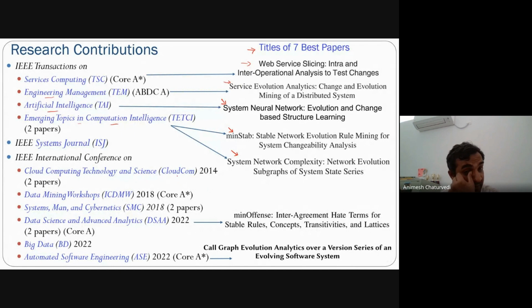Then I have also published in various conferences like IEEE CloudCom, ICDM data mining workshop, then Systems, Man and Cybernetics (SMC), which is a legendary old conference, above 50 years. Then Data Science and Advanced Analytics, which is a leading community in the data science field, and IEEE Big Data Conference, and Automated Software Engineering Conference, which is a very competitive conference. So like minimum offense I have published, then call graph evolution analytics.